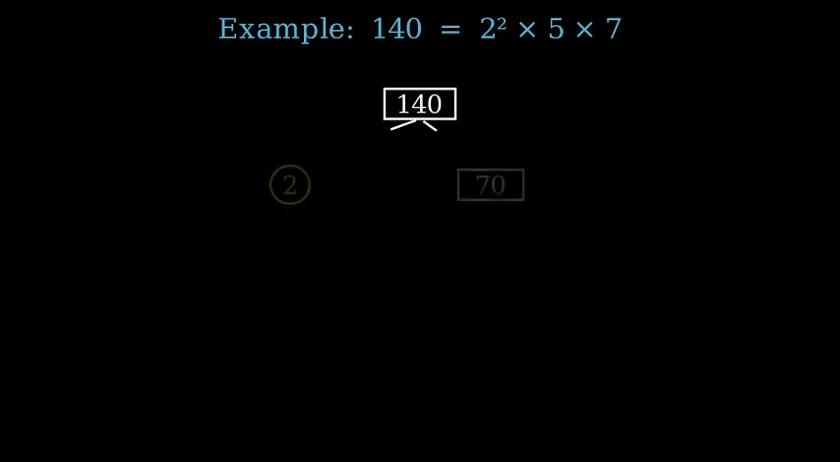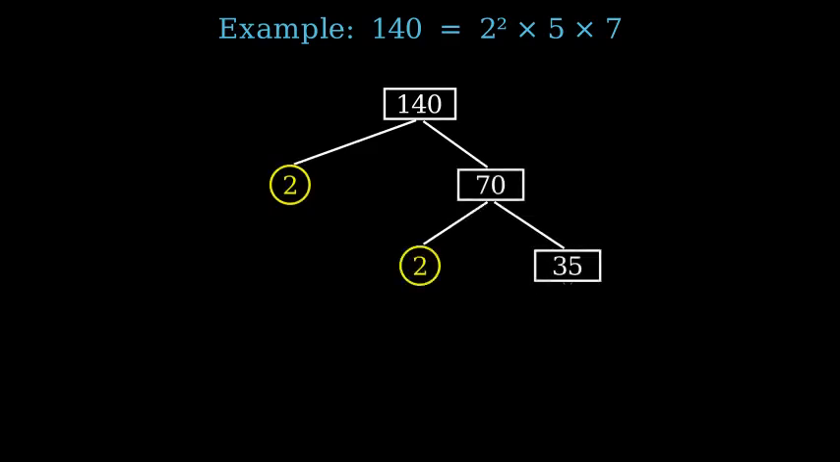Example 1. The number 140. 140 splits into 2 and 70. 70 splits into 2 and 35. 35 splits into the primes 5 and 7. Therefore, 140 equals 2 squared, times 5, times 7.